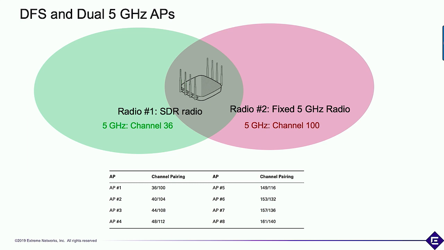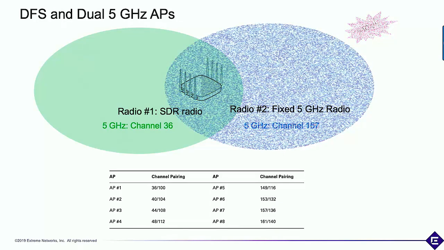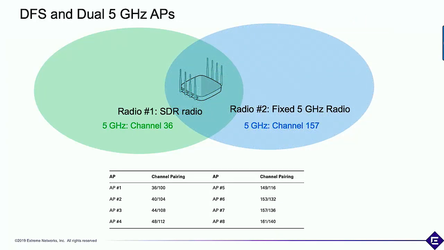You see two radios, one on 36 and one on 100. What you don't want to happen, I think I have this animation backwards, pretend that one's the SDR radio 2. If you hear a DFS, what you don't want to happen is it to go from channel 100 to channel 40. Because then you would have one radio on channel 36 and one on 40, and you cannot have radios that close in the same AP.